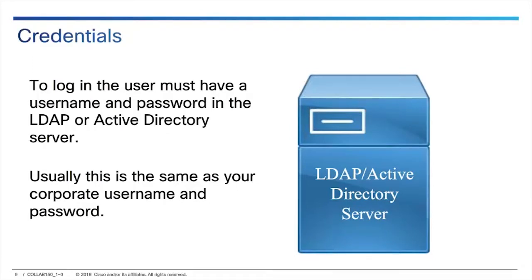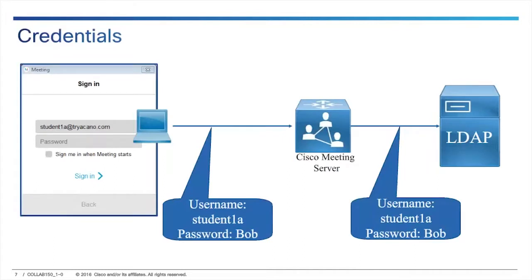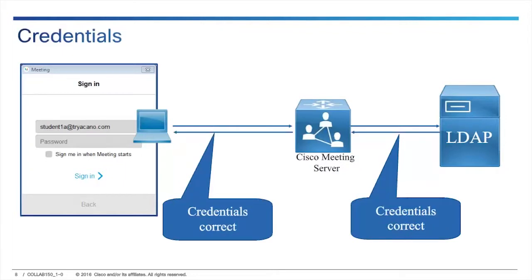To log in, the user must have a username and password in the LDAP or Active Directory server. Usually this is the same as your corporate username and password. Usernames and passwords are not stored in the Cisco Meeting server. The Cisco Meeting server checks usernames and passwords against an LDAP server every time you log in. This does mean if you change your corporate username and password, you will be changing your Cisco Meeting app username and password as well. The next video will cover media-related issues.